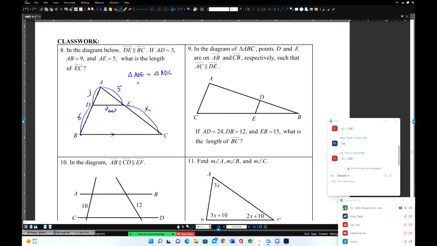3 to 5 equals 6 to x. That's the formula, right? 3x equals 5 times 6, which is 30, and divided by 3, x is 10. Or you can use this ratio, 3 to 6 this way. That is your relative ratio. Same side, 3 to 6 equals 5 to x. When you cross multiply, still 3x equals 30, right? It's the same equation. Okay?